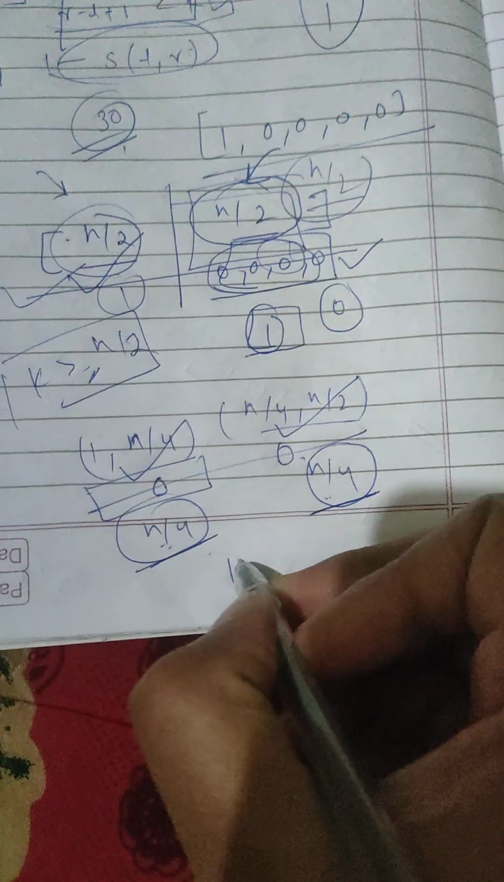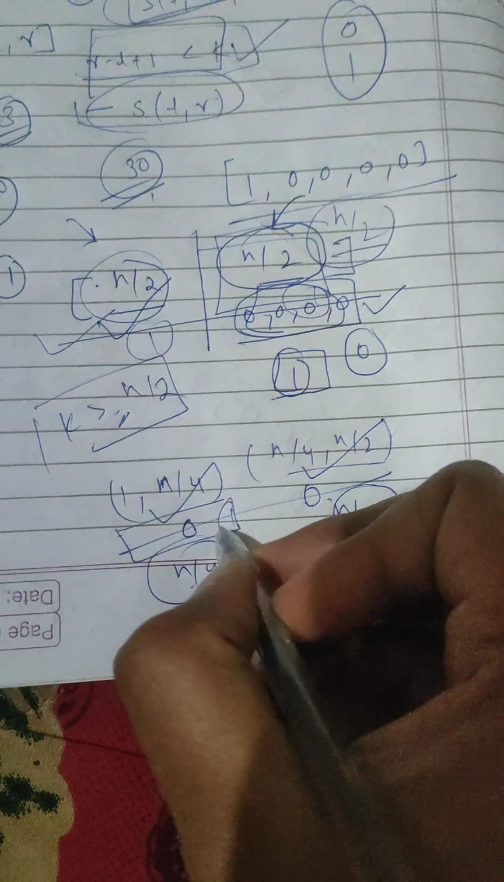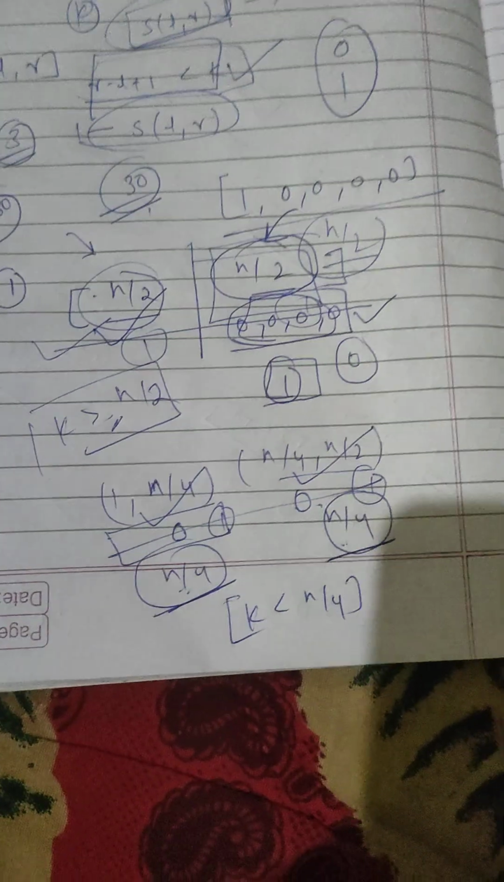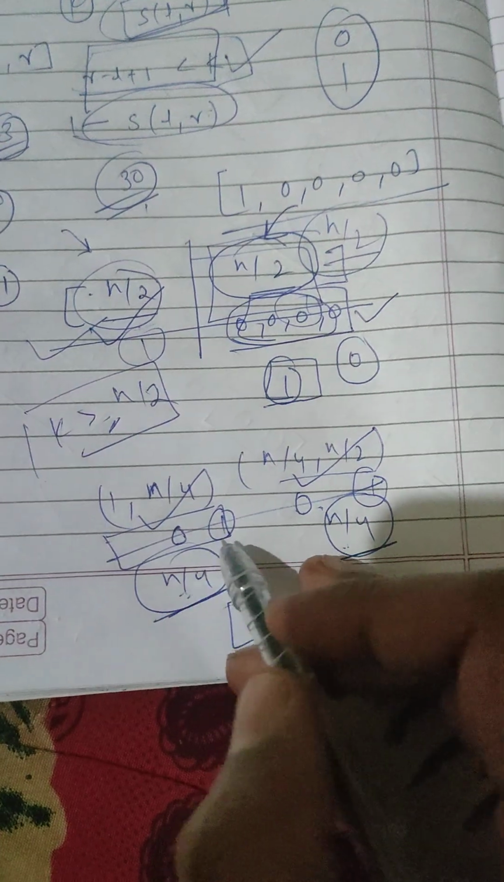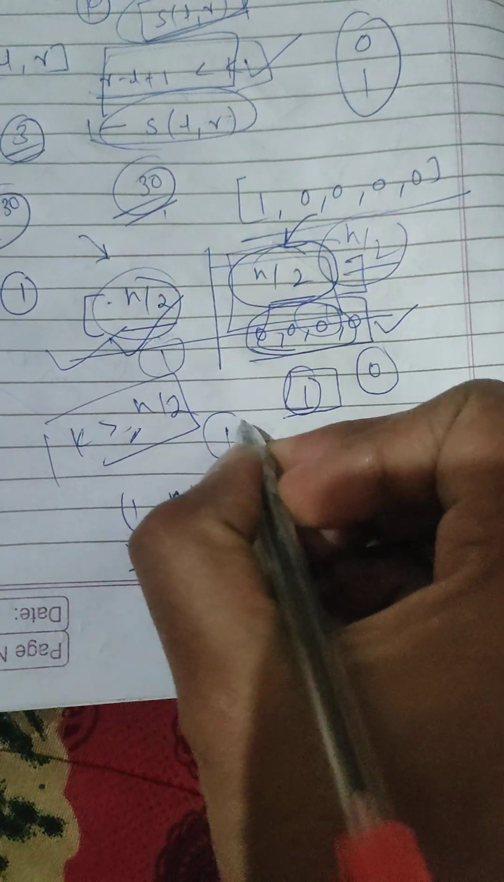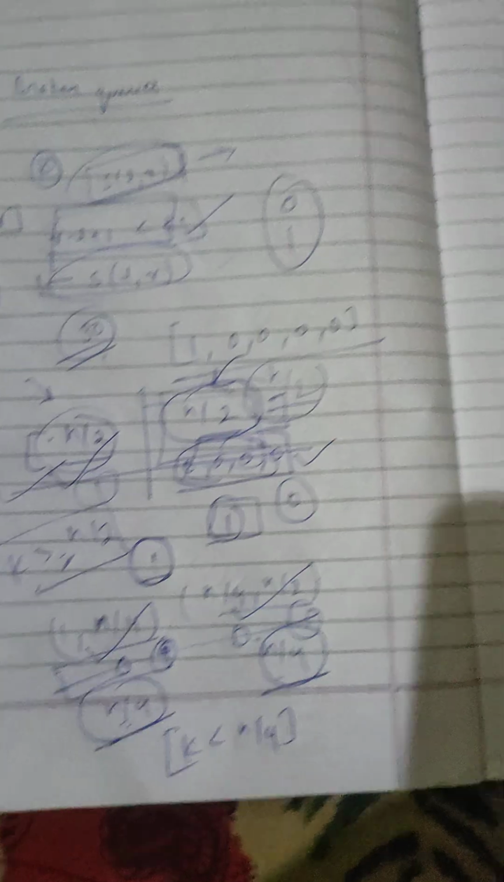Suppose k is less than n by 4, which means it will give us the wrong one, so this will be 1 and this will also be 1. And that's simply not possible because we have only one 1 and all other elements are 0, so this is not possible. Let's take a new page.